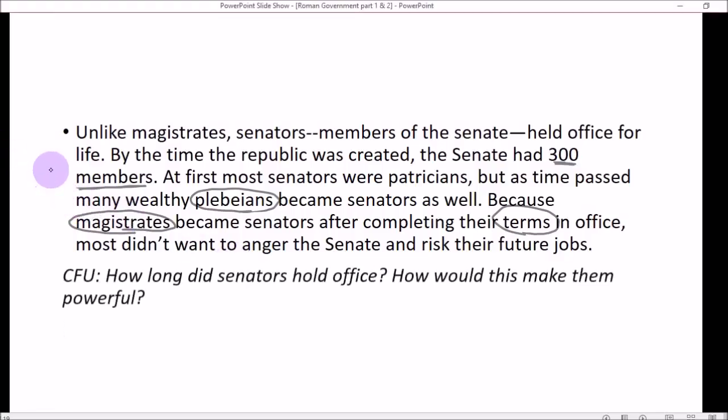All right, question: how long did senators hold office? That's one question, and the next, how would this make them powerful?